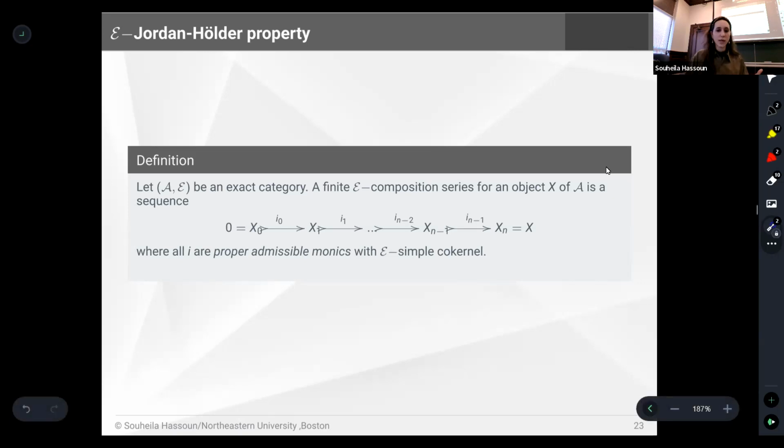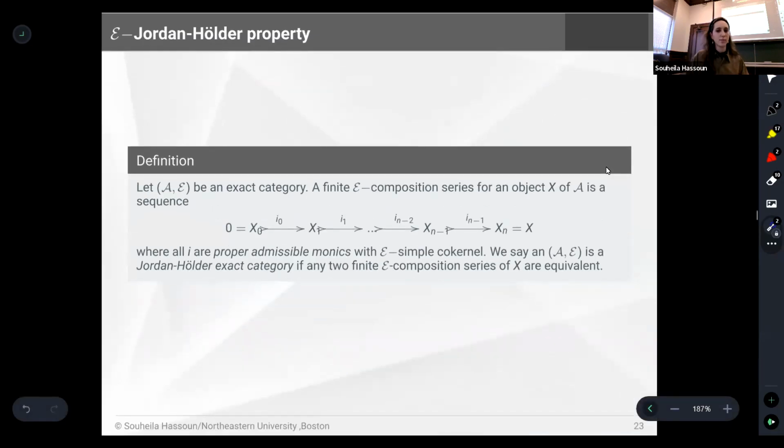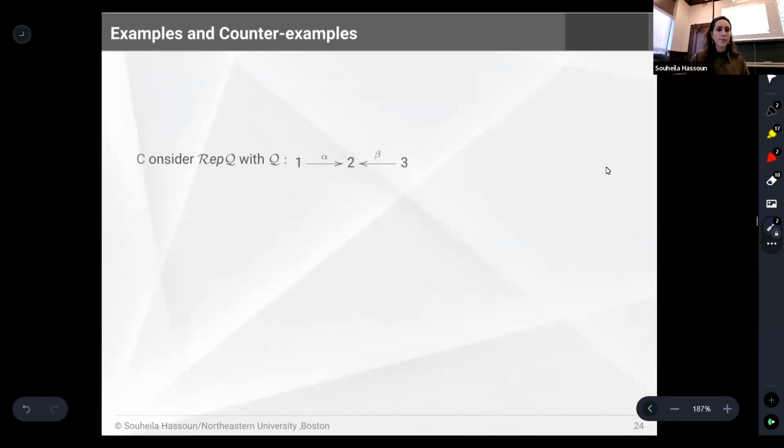And we take quotients as E, semi-simple, like the cokernel. The cokernel of every morphism of these should be admissible simple. And so if the category has a unique length of this composition series, then we call it Jordan order. And now I will show you in a very simple example that there are examples and counterexamples, so it's not always satisfied. And that's why we were interested in investigating more.